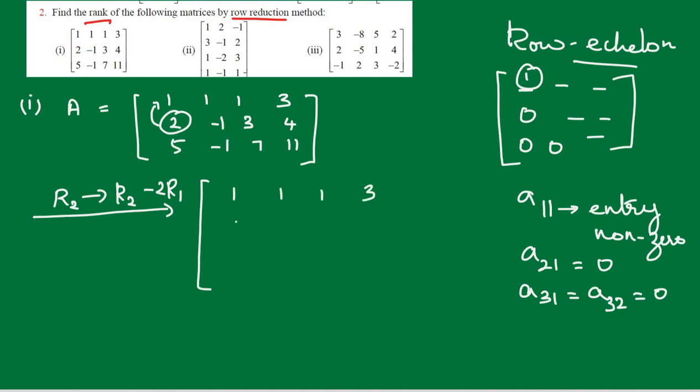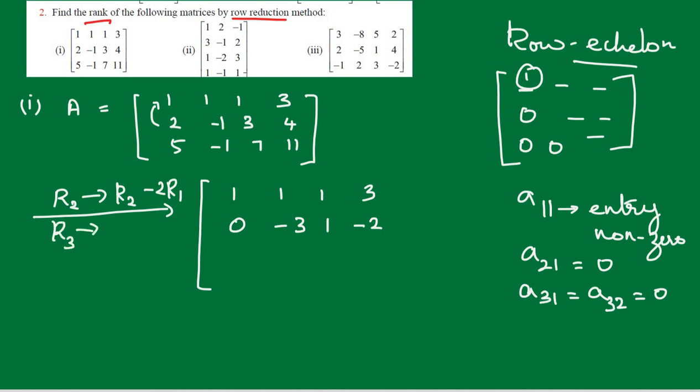So 2 minus 2 becomes 0. Minus 1 minus 2 into 1 gives me minus 3. Next 3 into minus 2, 3 minus 2 gives me 1. And 4 minus 6 gives me minus 2.